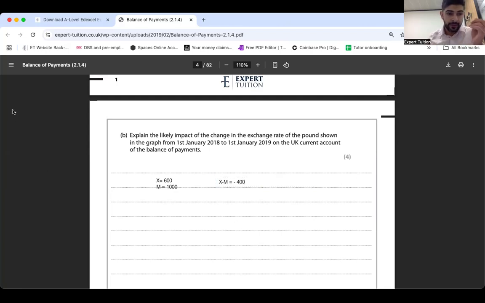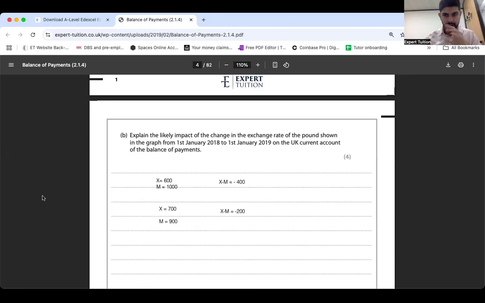What we just worked out together is that when you become more price competitive, your exports will go up. So let's pick a number bigger than 600, let's be sensible, like 700. And imports are going to go down, so let's pick a number below 1,000, say 900. Look at what happened. X minus M now is equal to minus 200. What does that mean? It means that the current account deficit shrank. It's not as negative as it was before. There was an improvement in the current account. That's all 4 marks. Once you said that the current account is improving, the deficit is shrinking, you've got all 4 marks comfortably.